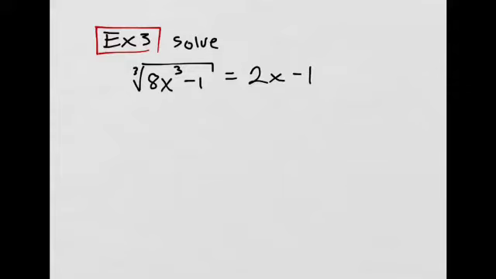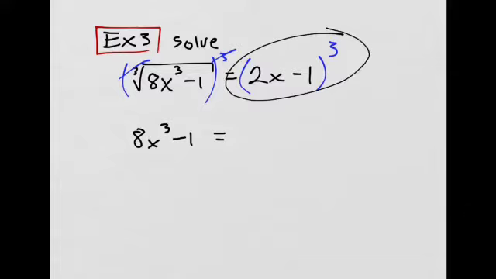All right, last one. Let's take a look here. Normally, we try to get the radical all by itself, but that's what we have here. So all we have to do first is raise both sides to the third power. That goes away. That's really great, because that gives me 8x cubed minus 1.